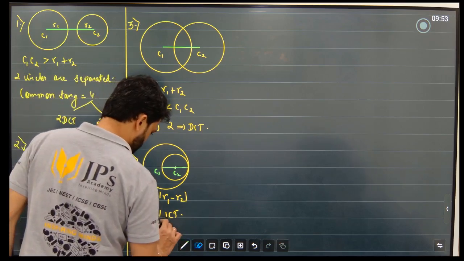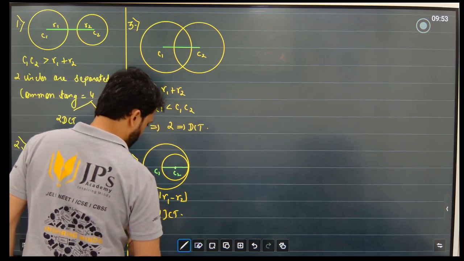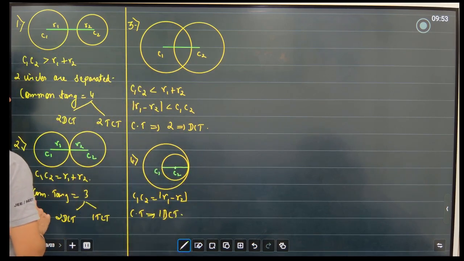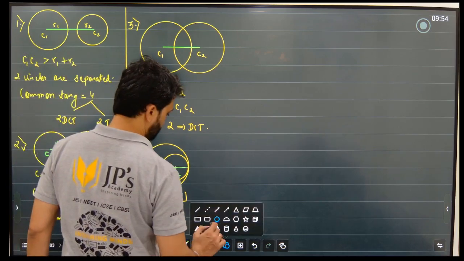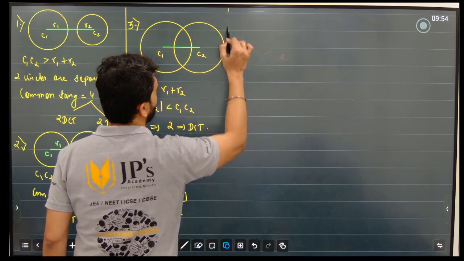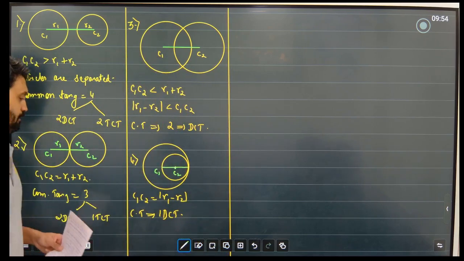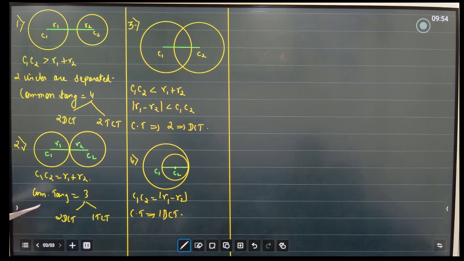Why did I write transverse? There will be only one direct common tangent, because the direct common tangent will go from here, and both the centers will lie on the same side of the tangent line. Okay. One direct common tangent, where the two circles are touching each other internally.